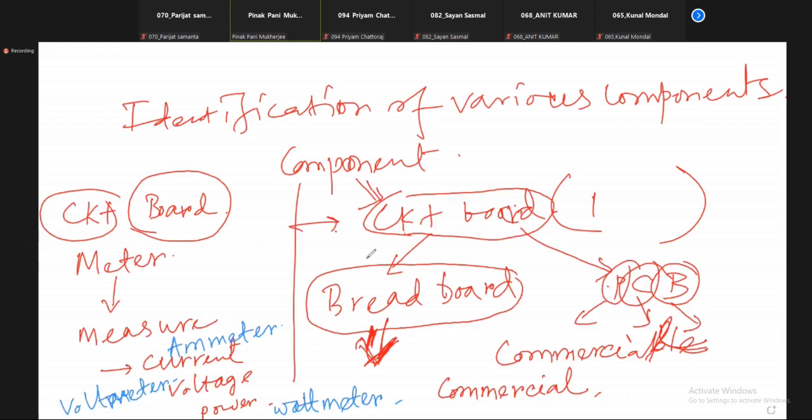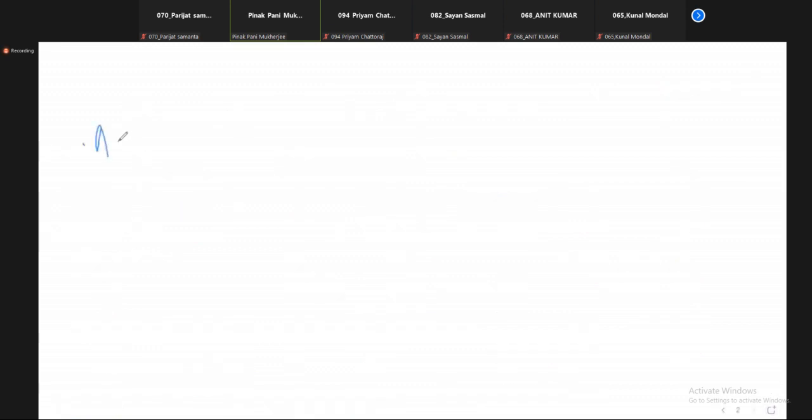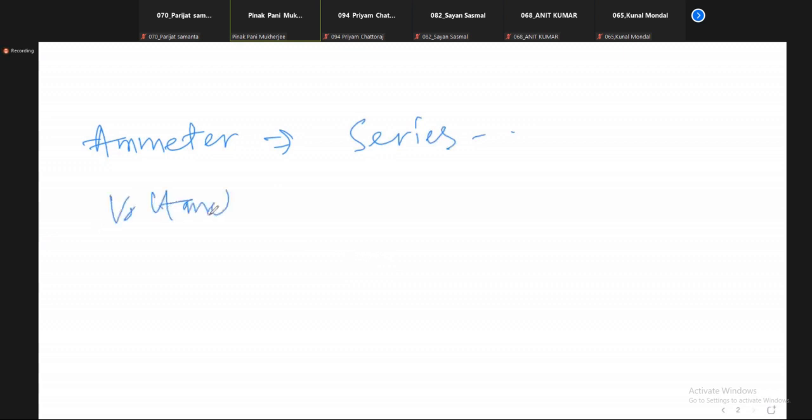Then next you see that there are some rules to use these meters. So first I'm going to the ammeter. The ammeter is normally used in series, and the voltmeter is used in parallel.